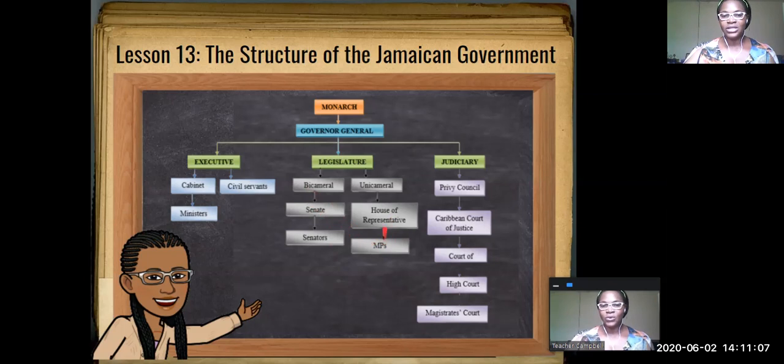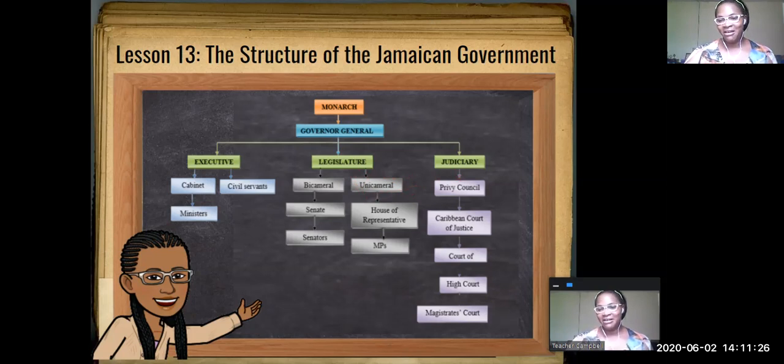So we have the two houses. But as I said before, you could also have a parliament where it's just one house, maybe just a House of Representatives, and that's it. But we have two houses. Then now we have the judiciary, and the judiciary is the arm that looks at enforcing the law, interpreting the law.